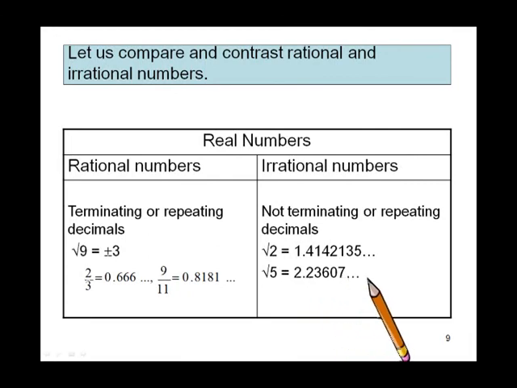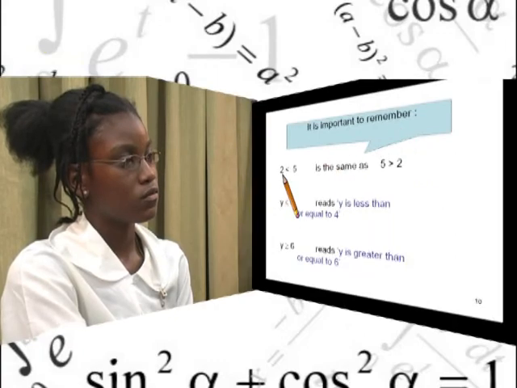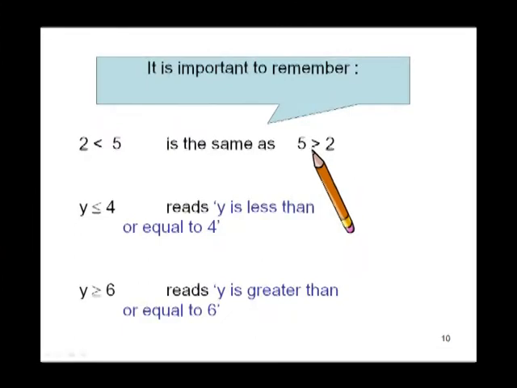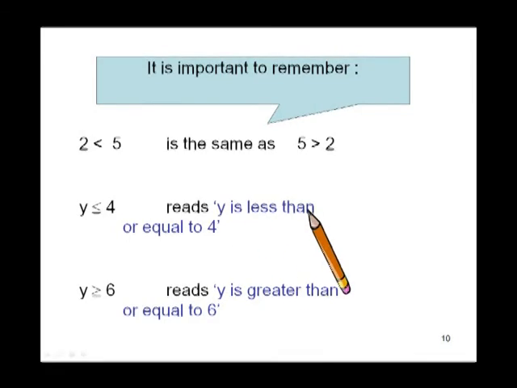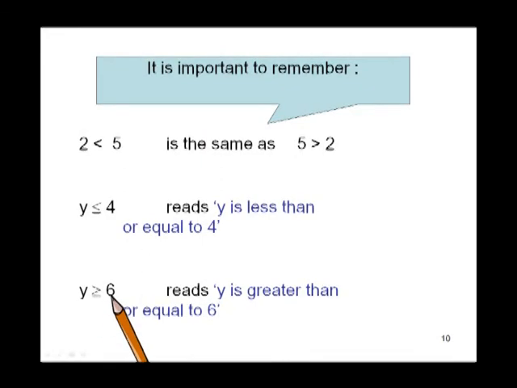Square root of 5 is equal to 2.23607, and so on. It is important to remember 2 is less than 5. It's the same as 5 is greater than 2. y is less than or equal to 4 reads y is less than or equal to 4. y ≥ 6 reads y is greater than or equal to 6.